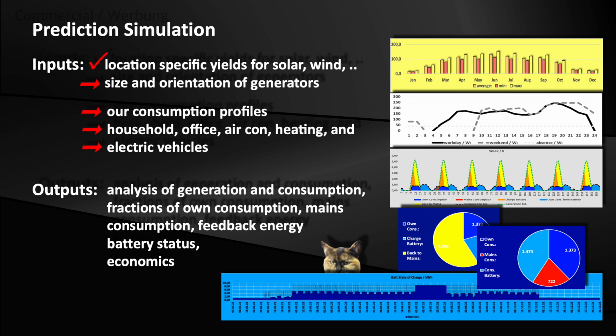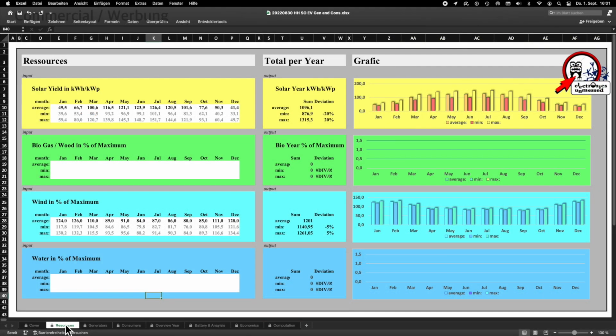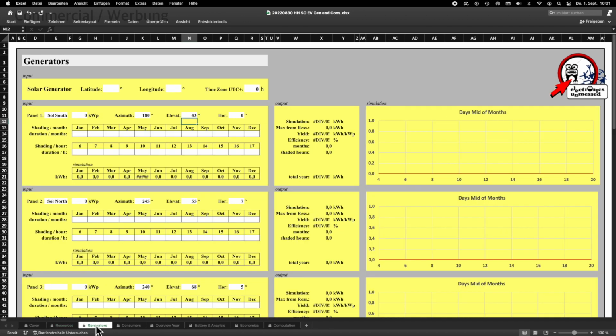We start from where we stopped in episode EX07. Then we go to the sheet Generators. In the top section, we fill in the geographical coordinates and the time zone of our location. As mentioned before, for the Stuttgart region, we have 48.77 degrees latitude, 9.18 degrees longitude, and the time zone is UTC plus 1 hour, which is the same for the whole of Middle Europe.